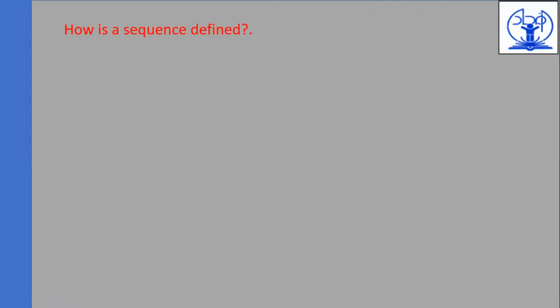The first question is, how is a sequence defined? As you know, a sequence is a set of numbers, of values, forming a certain pattern. These numbers are related to each other. A sequence is well defined if we can list all of its terms, or if we can find any term, like the first term, the second term, the 10th term.